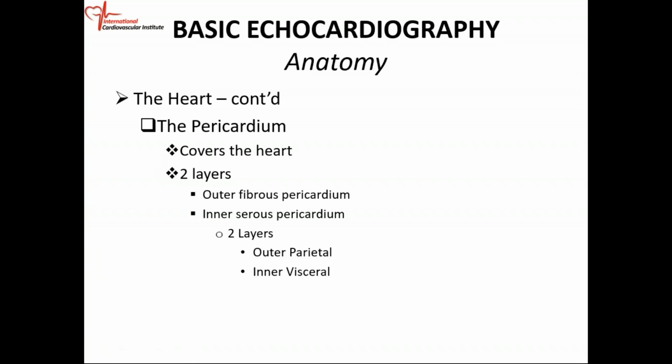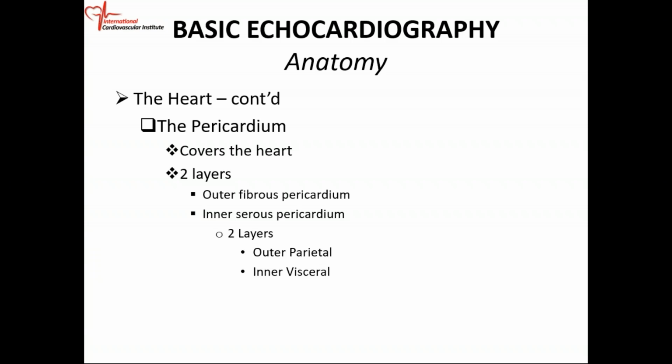Okay, so the surface of the heart: the pericardium covers the heart. So the heart has a covering. We call that the pericardium. Okay, it covers the heart. The pericardium is made up of two layers. You have an outer fibrous layer and an inner serous layer. The inner serous layer is comprised of two layers as well: an outermost, what we call parietal, and an innermost visceral.